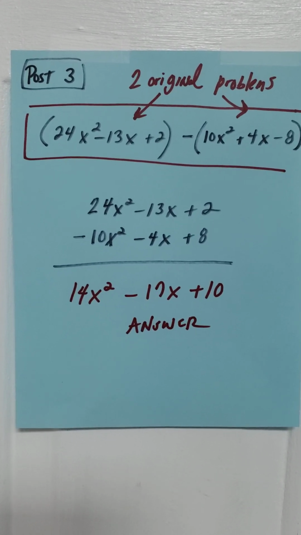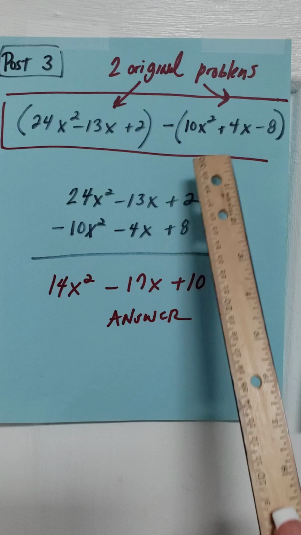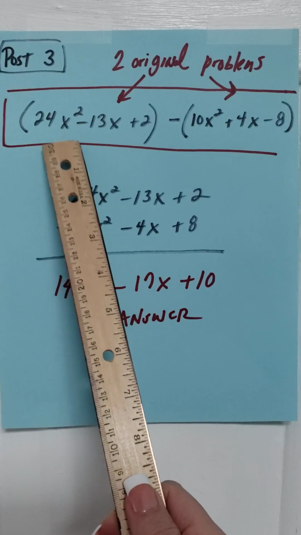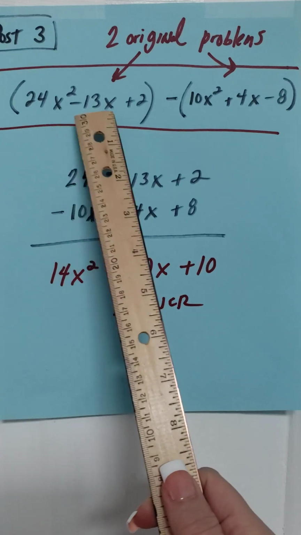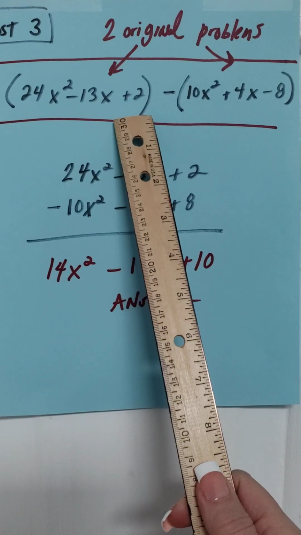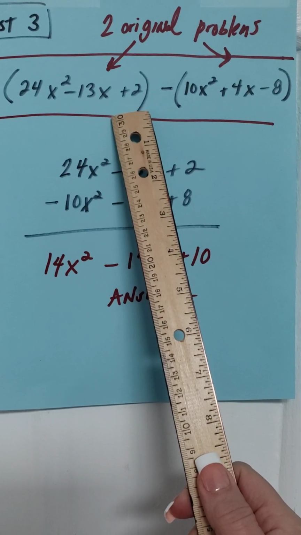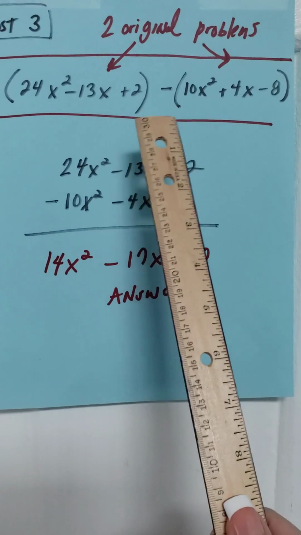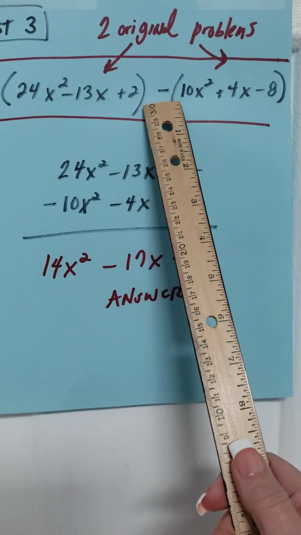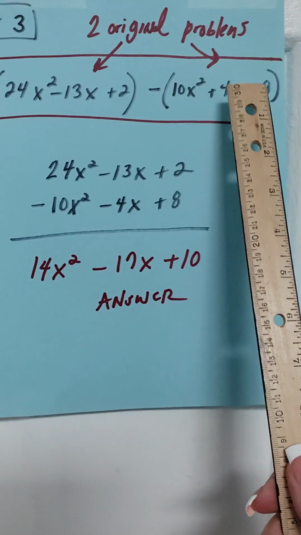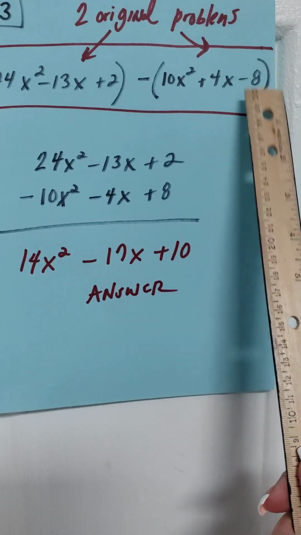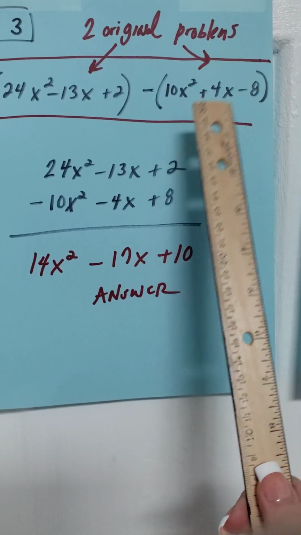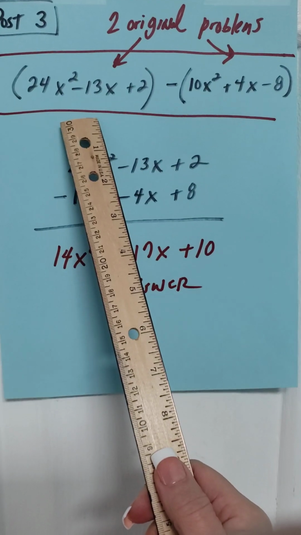Post 3 says to subtract your original factoring problem from your classmate's. Okay, so let's say this one was your classmate's: 24x squared minus 13x plus 2. I just picked random numbers. I don't even know if it factors. I'm just trying to show you how to do this. They want you to subtract yours, which was 10x squared plus 4x minus 8. So it said to subtract your original from their original.